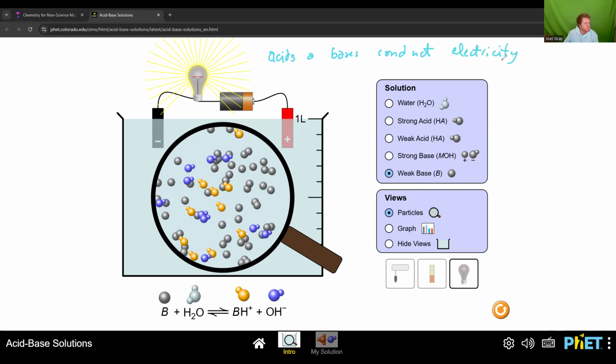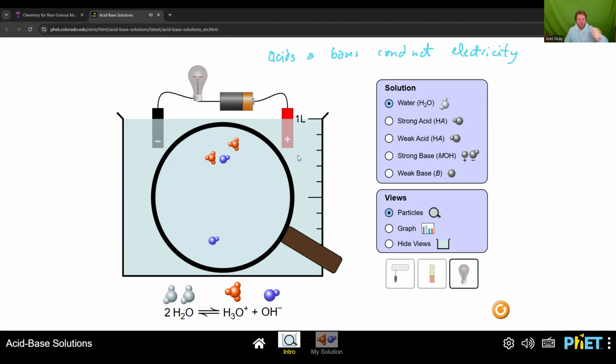And they conduct it well. But the strength of those acids and bases matters: the stronger acid and the stronger base conduct electricity more strongly. Now, let's think about the difference on a molecular level. When we have a neutral solution, we've got an equal number of these and these. If we were to count them up, it'd be 2 hydroxides and 2 hydrogen ions, so those are balanced.